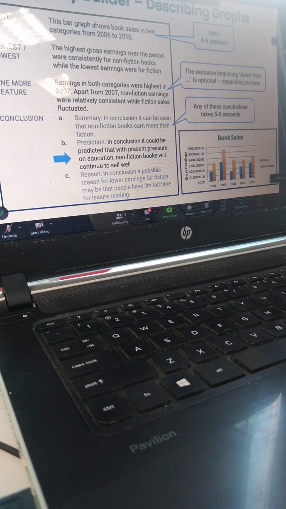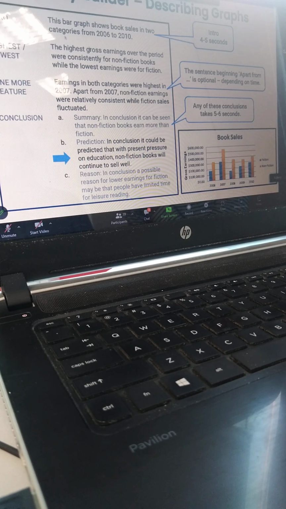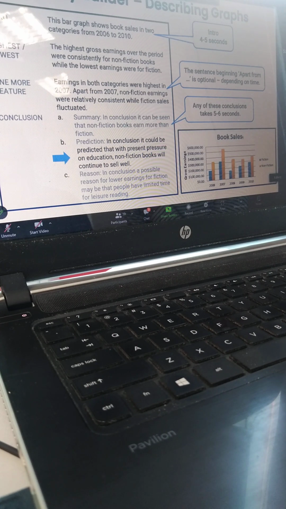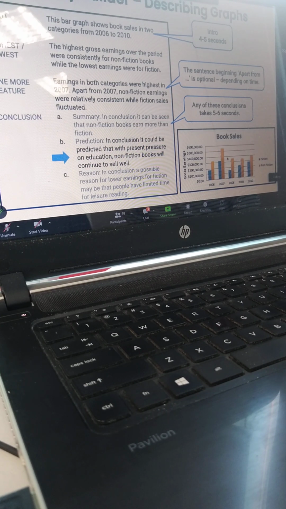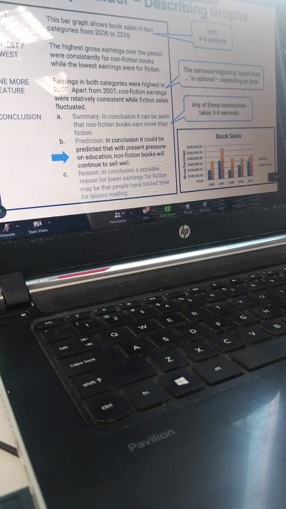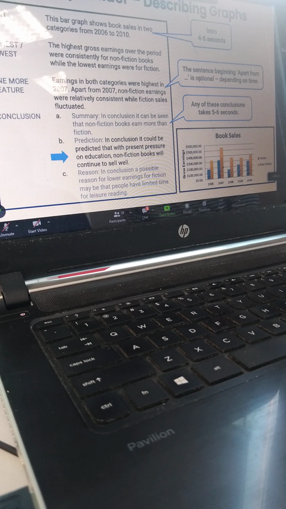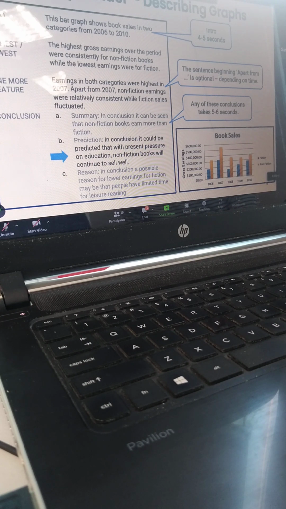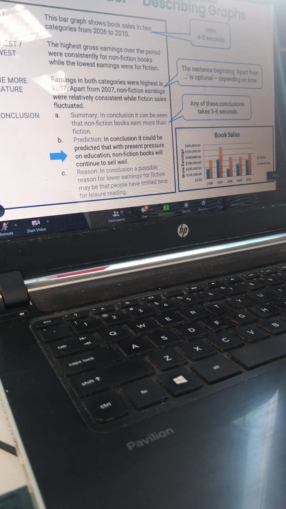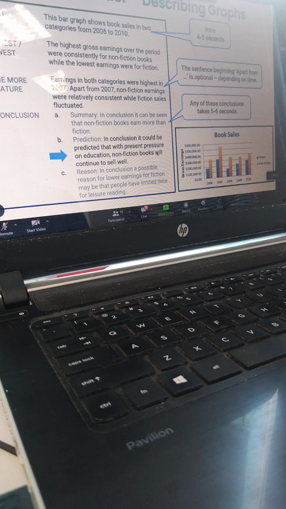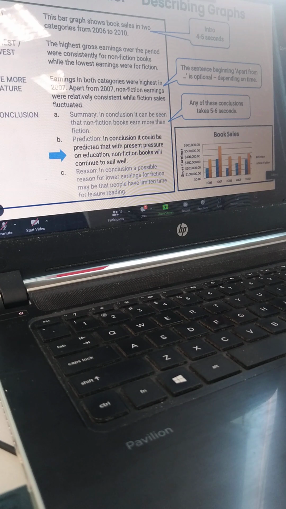Okay, so listening to the recording of the model answer and reading through as the audio plays. This bar graph shows book sales in two categories from 2006 to 2010. The highest gross earnings over the period were consistently for non-fiction books, while the lowest earnings were for fiction. Earnings in both categories were highest in 2007. Apart from 2007, non-fiction earnings were relatively consistent, while fiction sales fluctuated. In conclusion, it could be predicted that with present pressure on education, non-fiction books will continue to sell well.